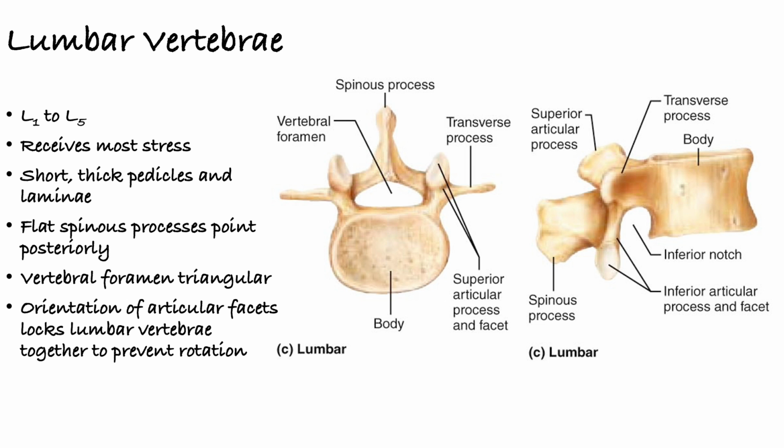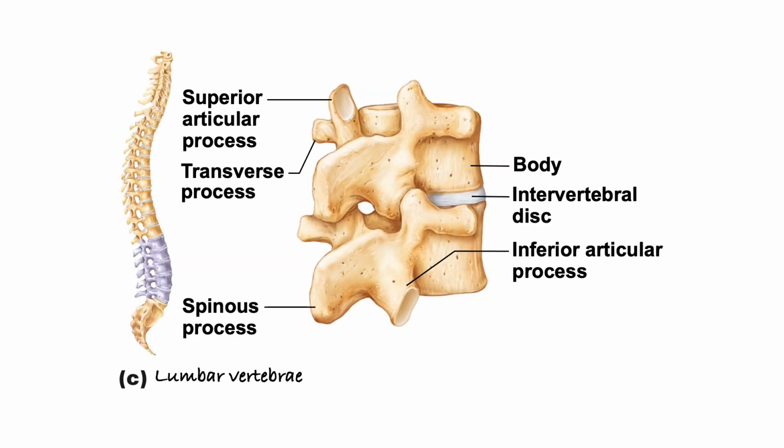So that makes it very unique. It has flat spinous processes that point posteriorly. And like I mentioned, the vertebral foramen is going to be triangular. As a result of the articular facets, it locks the lumbar vertebrae together to prevent rotation. This is important because sometimes people are trying to crack their back, twist, but you are actually moving the thoracic vertebrae. You cannot move the lumbar vertebrae based on the locking of the articular facets.